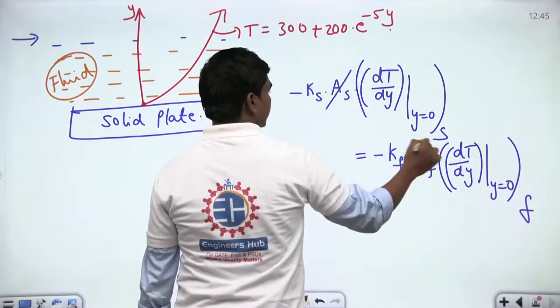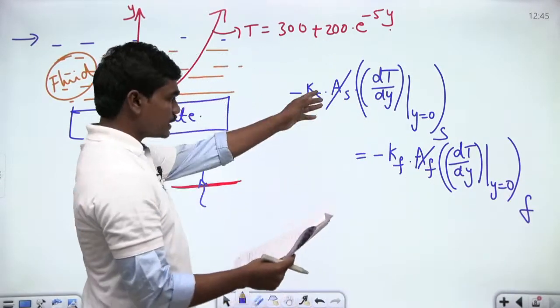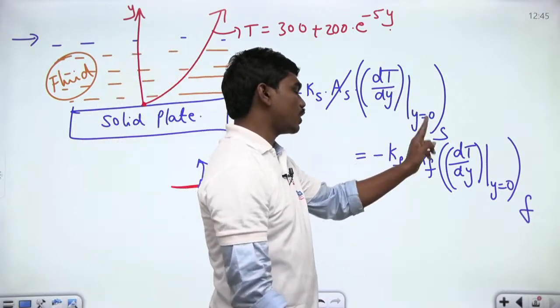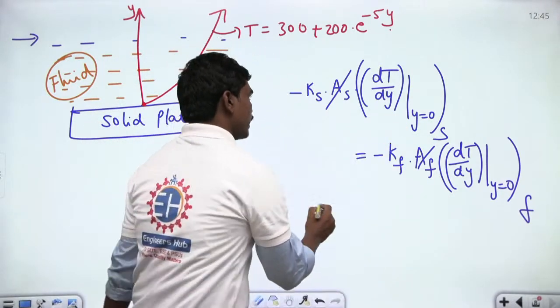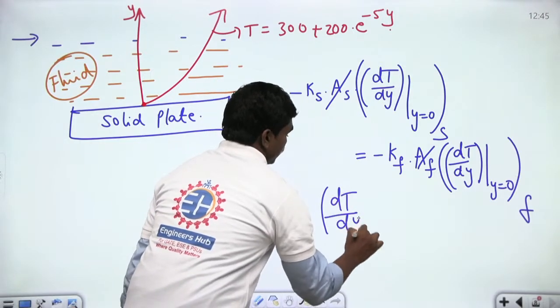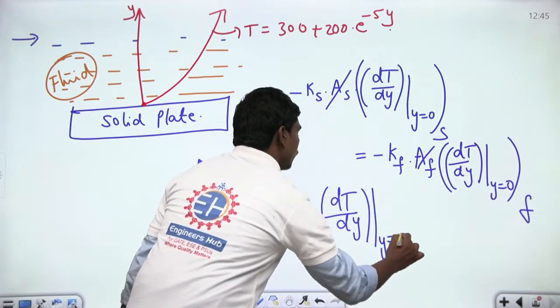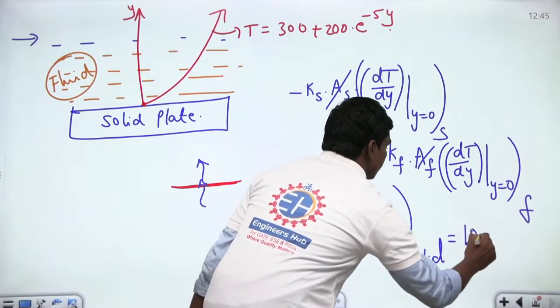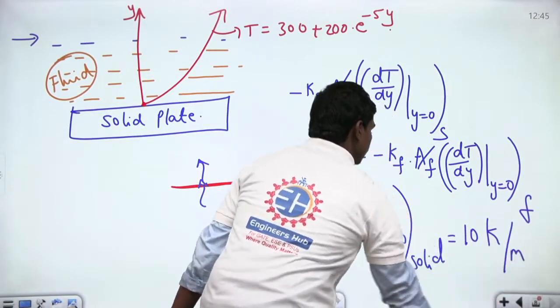Since the area of heat transfer is the same in both cases, what they are asking you for in the question is the temperature gradient at the solid surface at y is equal to 0. So finally, if you substitute the values that are given to you, you will end up with something like dT by dy at y is equal to 0 on the solid side. This is equal to 10 Kelvin per meter. So this is what we have.